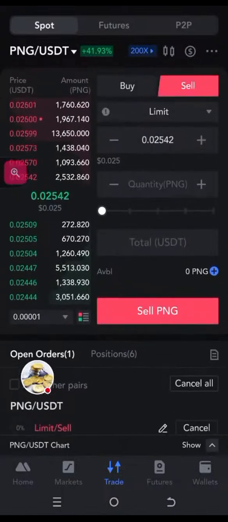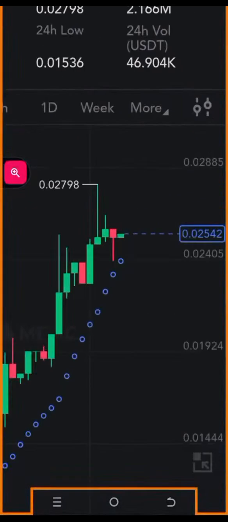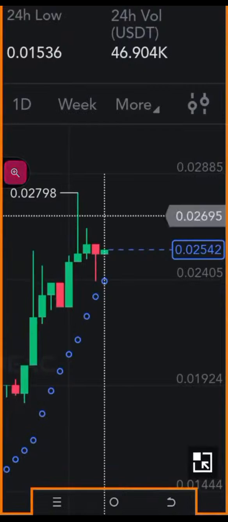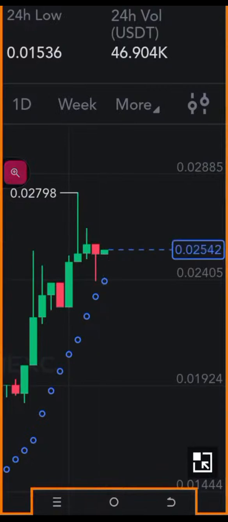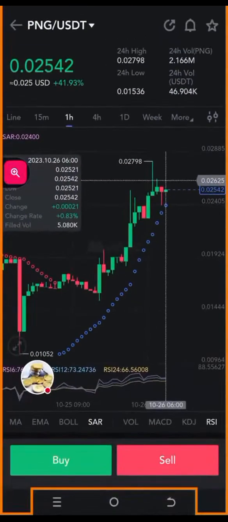Let's check the charts again. The chart is looking good. It's going up. Yeah, pushing up. All we just have to do is get to this point. We don't need to get that far. We just need to get to this point, and then we're good. So that's not a far distance. Come on, push it up.